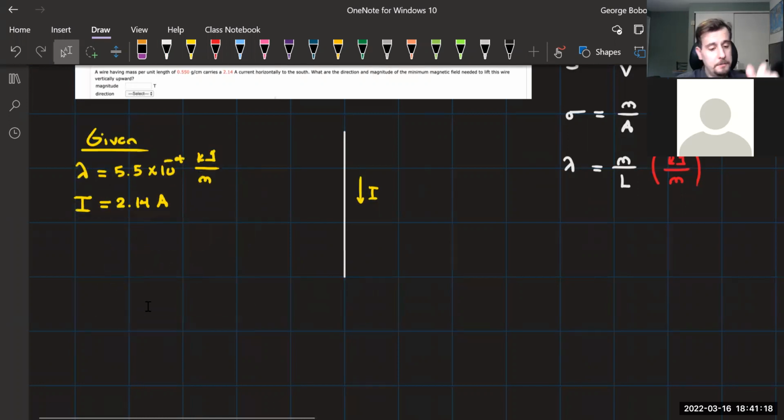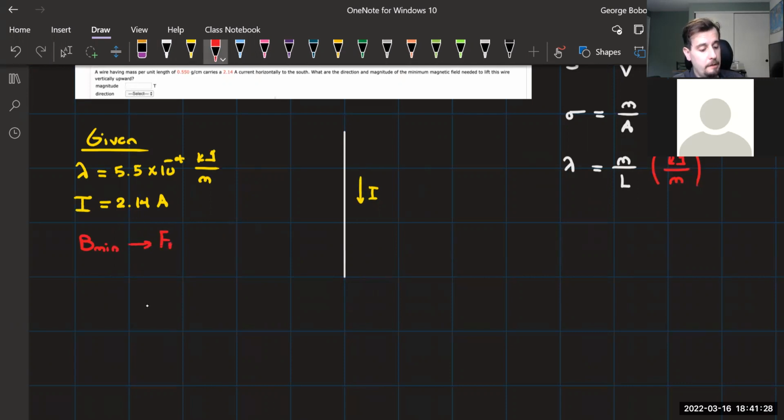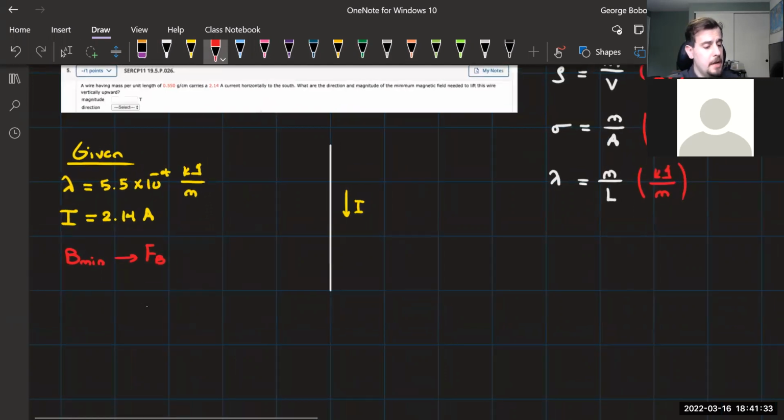So we want to find here the minimum magnetic field, B minimum, so that we lift, so that FB, I'm just telling you mathematically, like how you would say that to yourself. We want the B minimum so that the force from this B matches what?